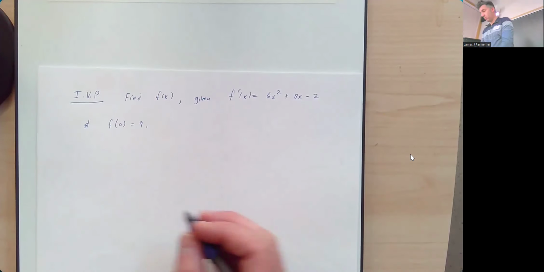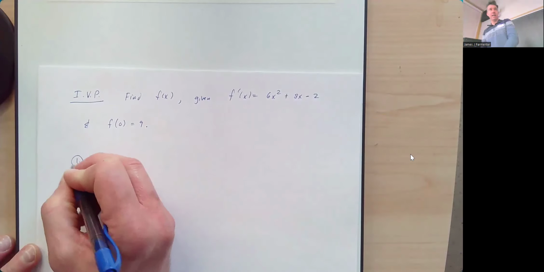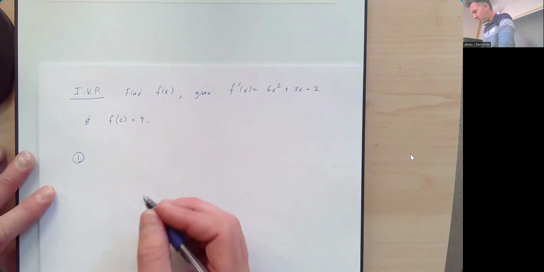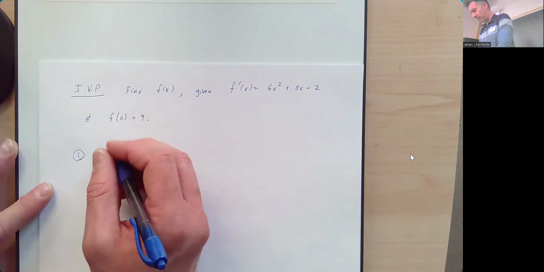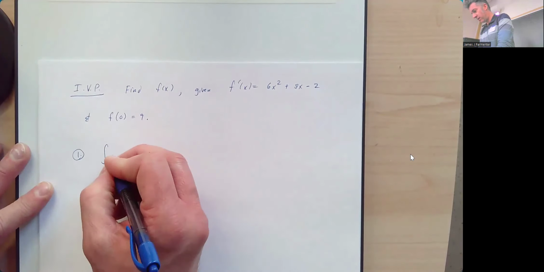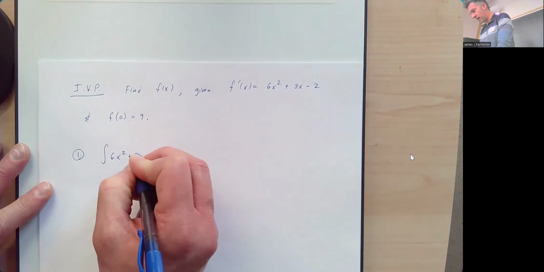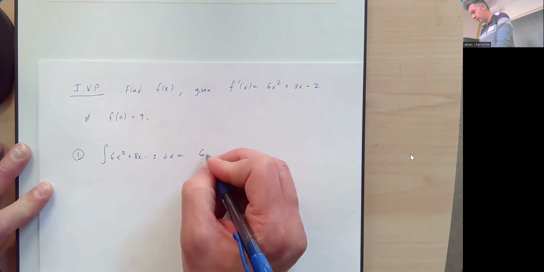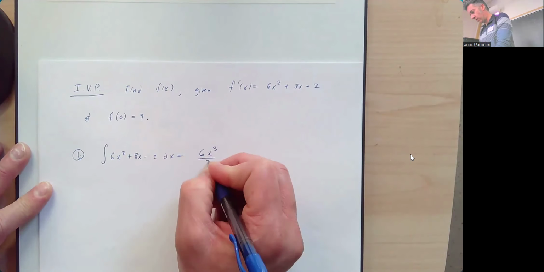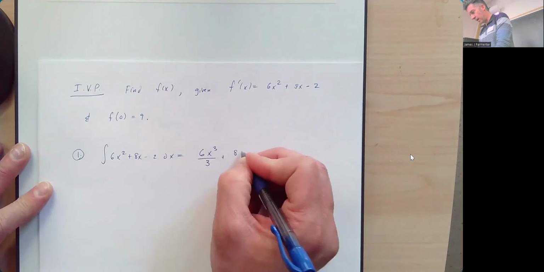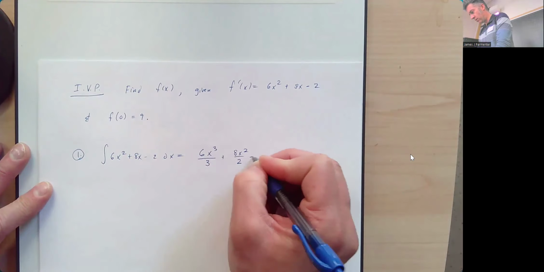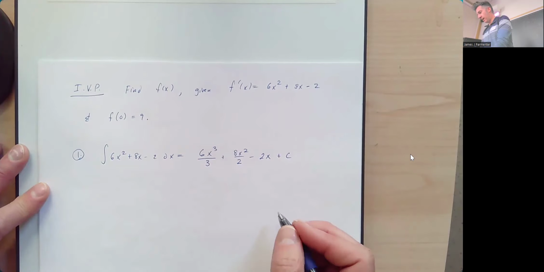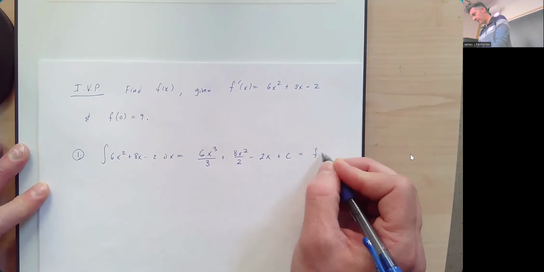So first, we're going to find the antiderivative of f prime, in other words, f of x. You can use whatever notation you like. I'm going to write it as the antiderivative of 6x squared plus 8x minus 2. That's going to be 6x cubed over 3 plus 8x squared over 2 minus 2x plus c. And that is equal to my f of x.